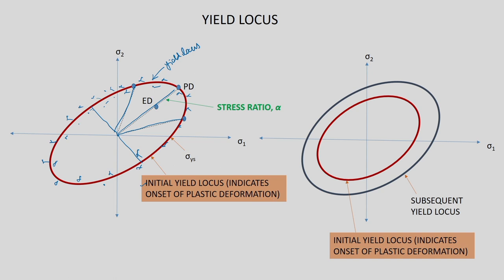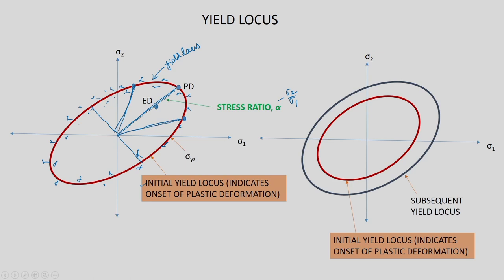What does it mean? Suppose you pick up this particular stress path. If I pick up this particular data point, I am in elastic deformation. But when it reaches this particular locus, it means plastic deformation has started. Why? Because I am going to reach the yield locus. If I follow this alpha, where alpha is sigma 2 by sigma 1, and if I follow another alpha, I may reach it here. If I follow this, I may reach here.